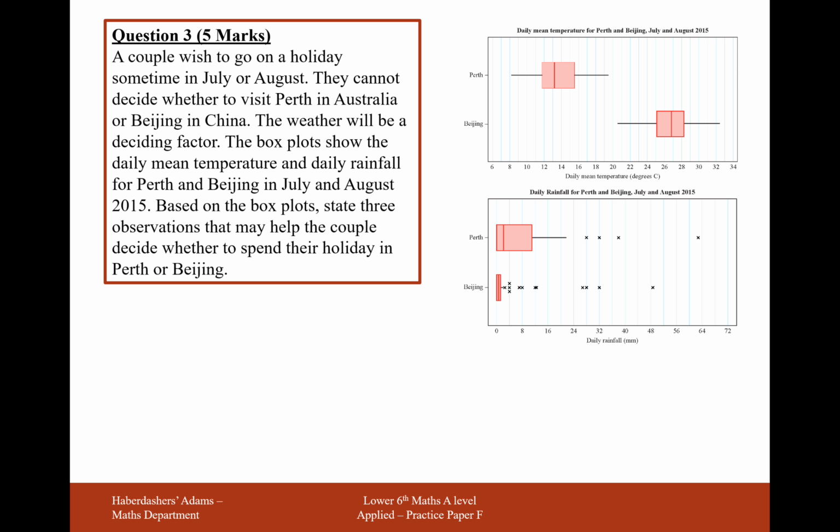It says state 3 observations, so to get the full 5 marks here, make sure that each observation is backed up with a numerical value, either the median or the spread of data. For example, for a spread of data comparison, you could say that Perth rainfall is much more spread out than it is in Beijing, where it is likely to be 0 millimeters. Okay, 5 marks for that question.